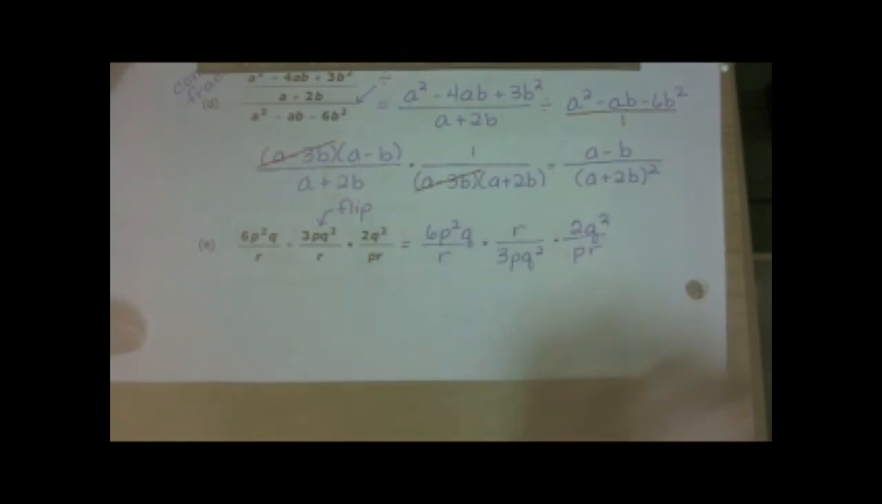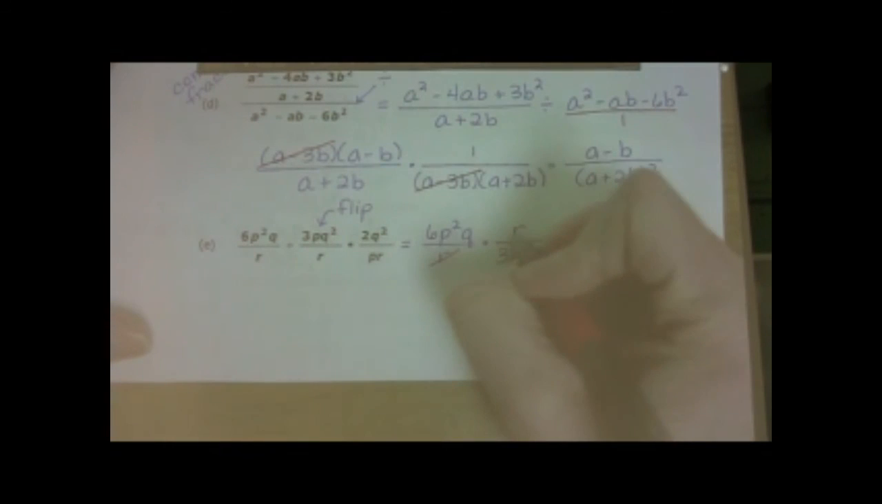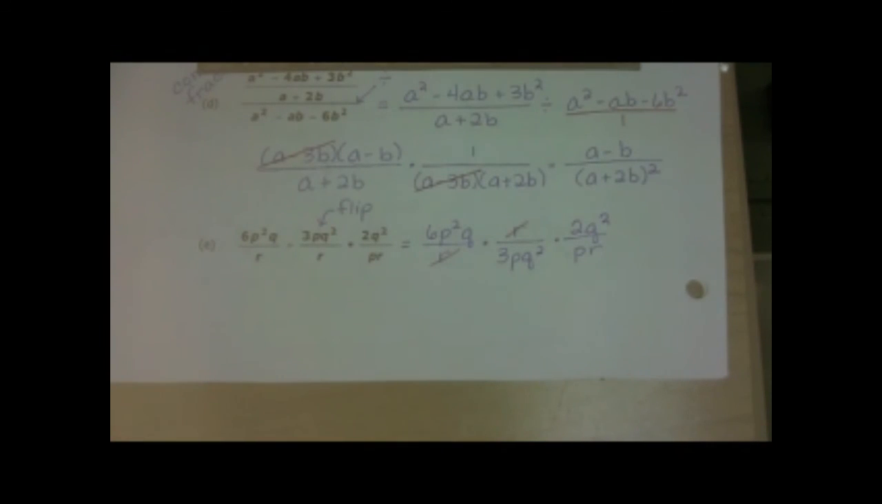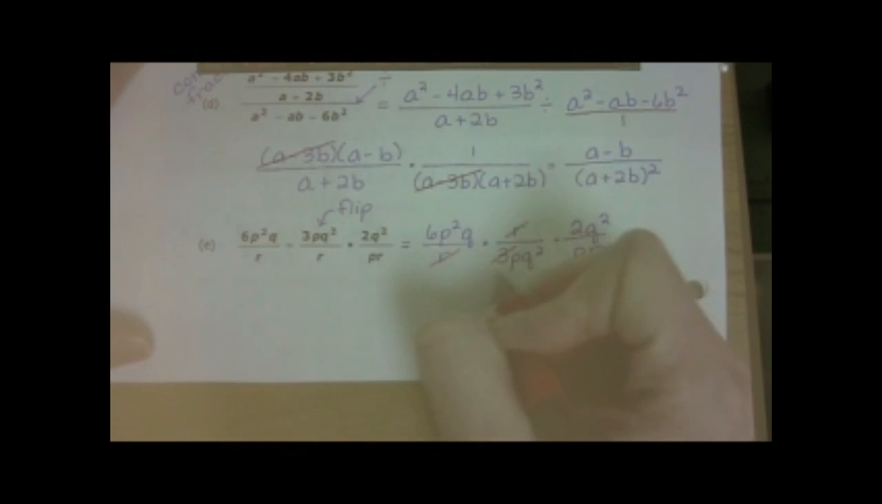over pr. Now, I can try and cancel some of this. I don't like to cancel a lot of stuff when I have a lot of variables because I tend to make mistakes. But this is simple. Here's an r and an r. One on the top, one on the bottom. So I'm going to get rid of those. The other thing I'm going to do is do my 3 and my 6. 3 goes into itself once and into 6 2 times.